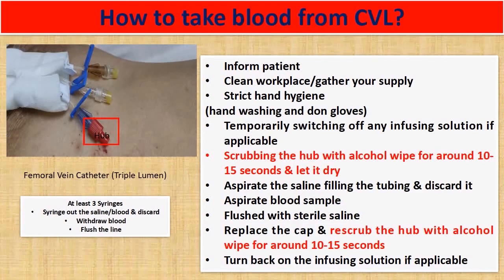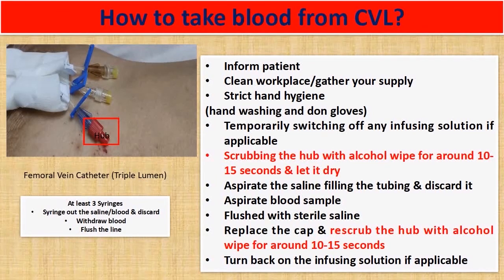So this slide will provide you a step-by-step guide on how to take blood from a patient's central venous line. Of course, the first step would be informing and explaining the procedure to the patient. After that, you need to prepare a clean workplace and gather all your equipment beforehand. Also, please observe strict hand hygiene during this procedure. Make sure that you have washed your hands and also don a pair of gloves before doing so. If the patient has any infusion solutions connected to this triple lumen, please switch them off temporarily.